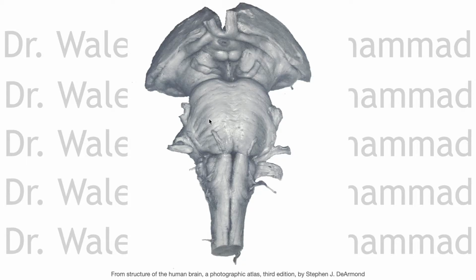The brachium pontis, or the arms of the pons, are the middle cerebellar peduncles that connect to the cerebellar hemispheres.